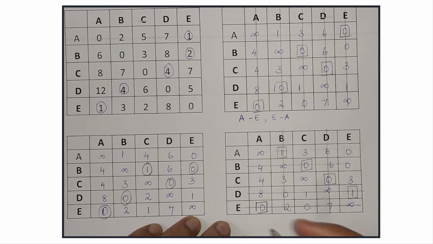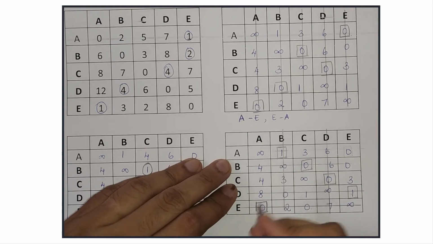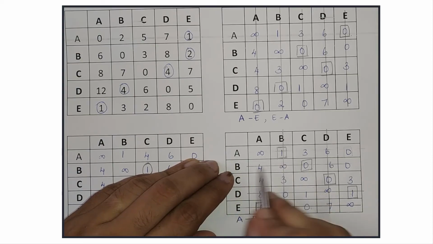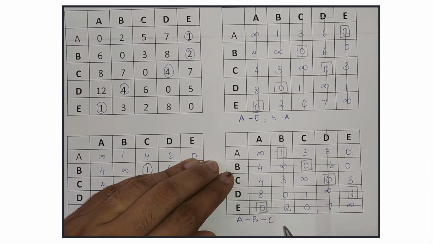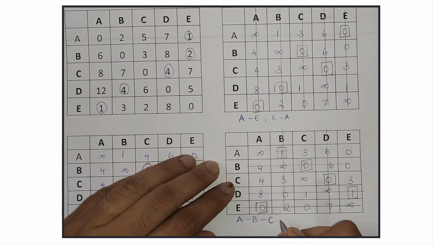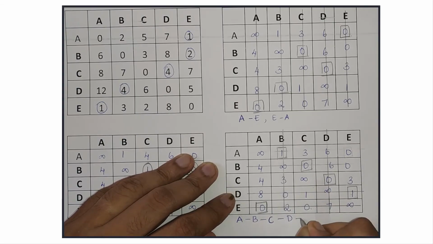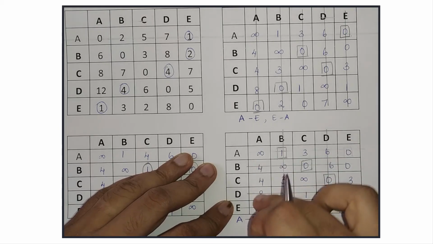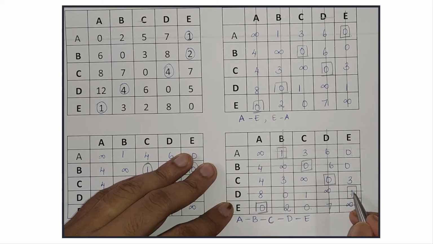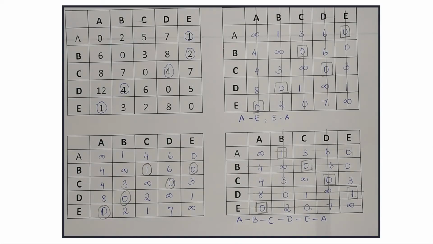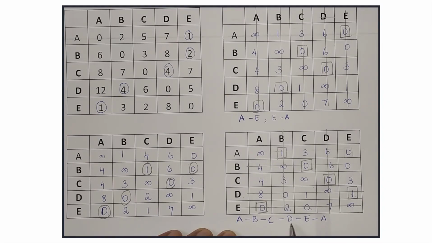The traveling salesman route is from A he is going to B. From B he is going to C. From C he is going to D, then from D he is going to E, and from E he is going to A. From E he is going to A, correct. So we have come to the final optimization route of the traveling salesman, that he will be traveling from A to B, B to C, C to D, D to E, and E to A. He has reached the initial destination finally.